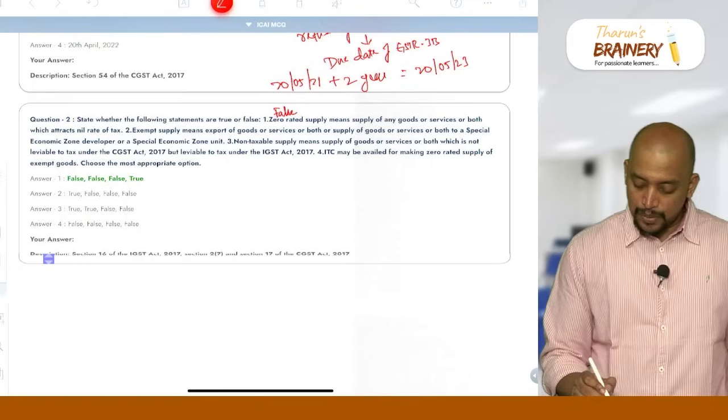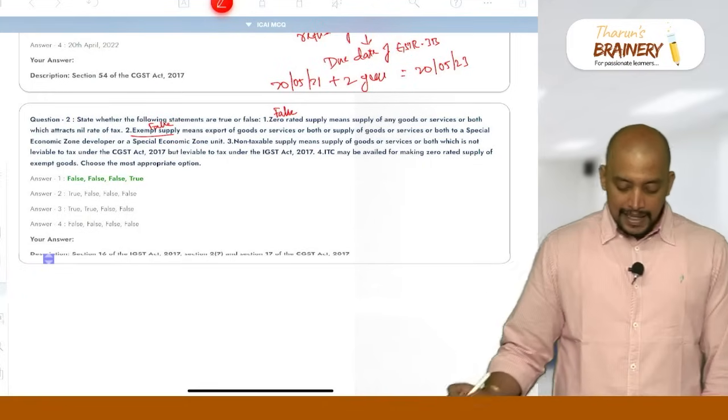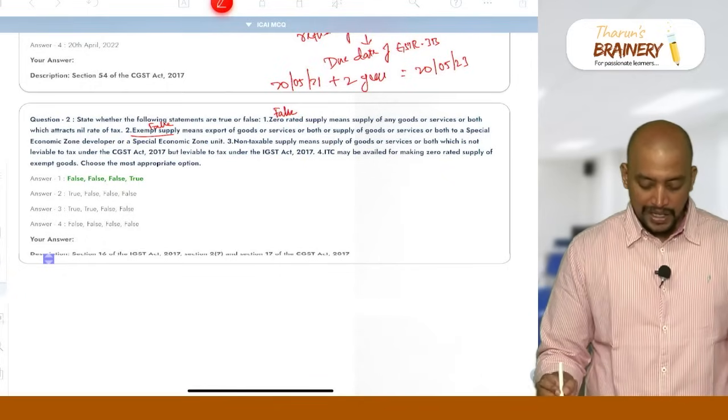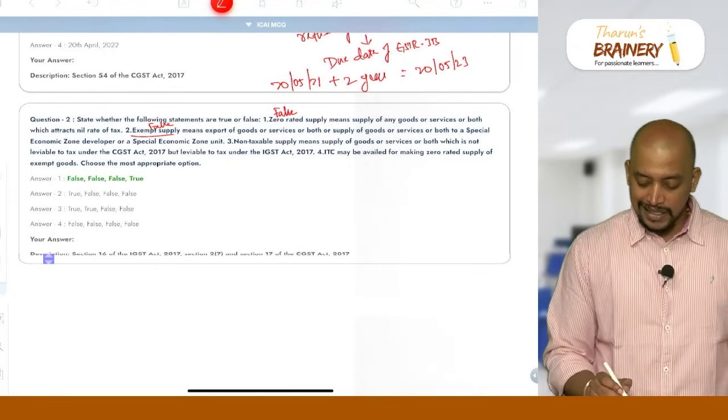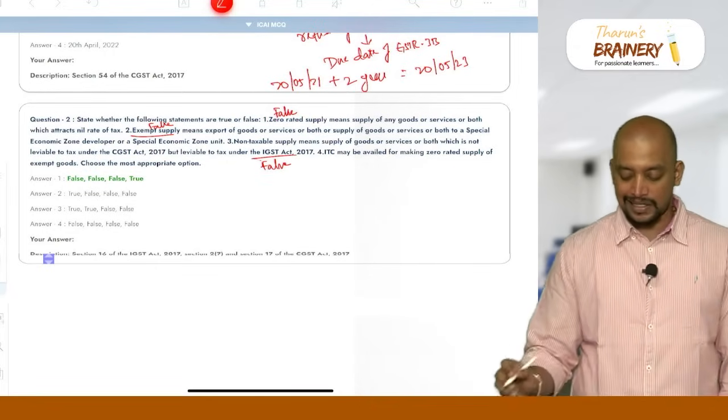Exempt supply means export of goods or services, that is also false. Then non-taxable supply means supply of goods or services which is not leviable to tax under CGST but leviable to IGST, false, it is not leviable to any tax.